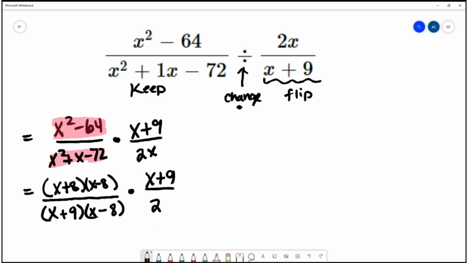And now we're going to look for factors in common that we can cancel out. We have an x minus 8 in both the numerator and denominator, and x plus 9 in the numerator and denominator. So we can cancel those out, and we're left with x plus 8 over 2x.